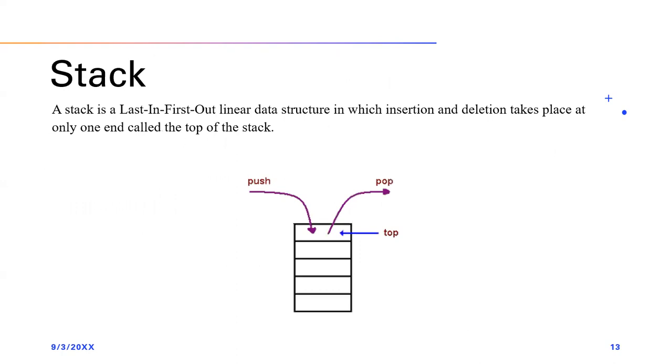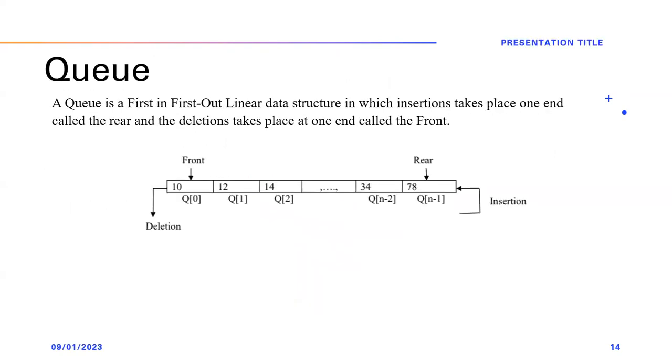Stack is in the last in first out order. The two operations which you can perform on stack are push and pop. Queue is a first in first out linear data structure where the insertion takes place at the rear end and deletion takes place at the front end.